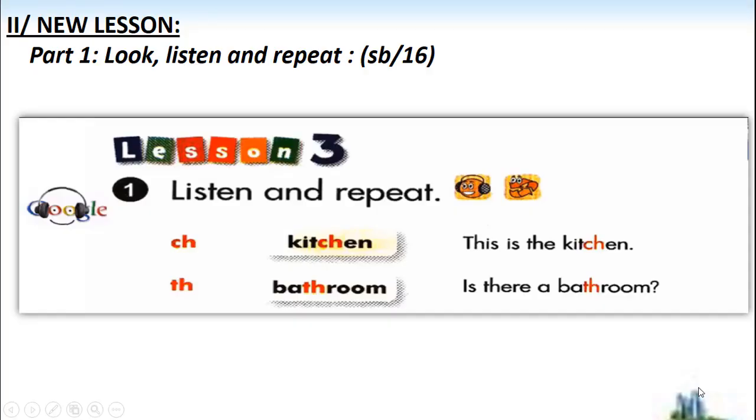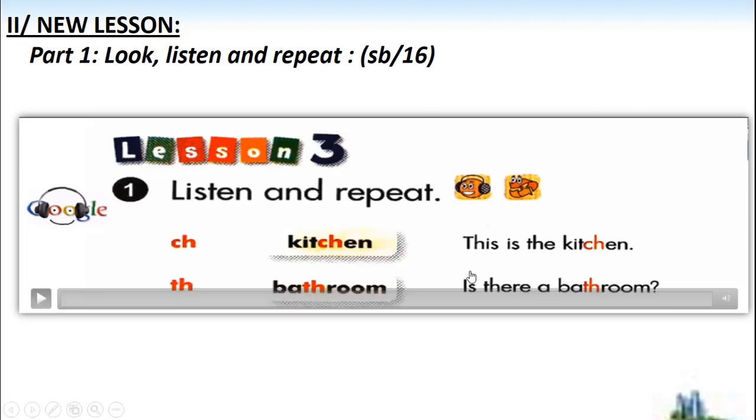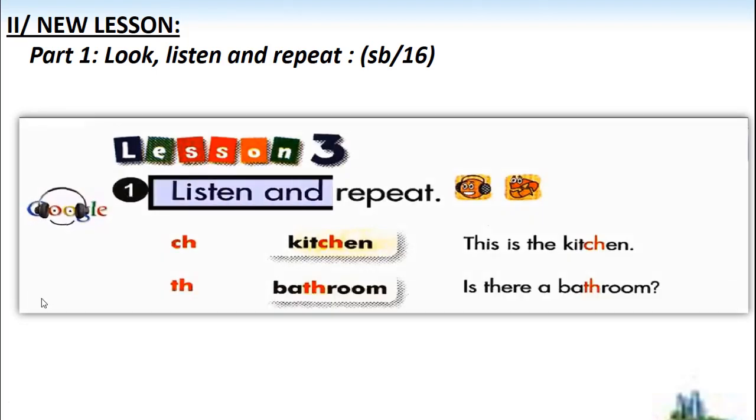Today we learn lesson 3 to review the whole unit 12. First we practice part 1. Look, listen and repeat. Open your student book. Lesson 3. Activity 1. Listen and repeat.